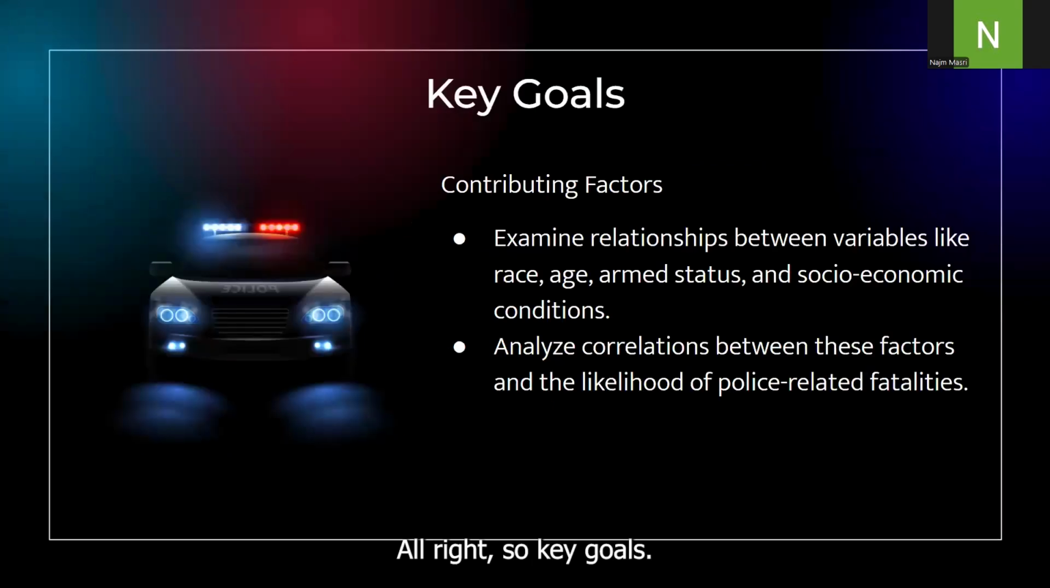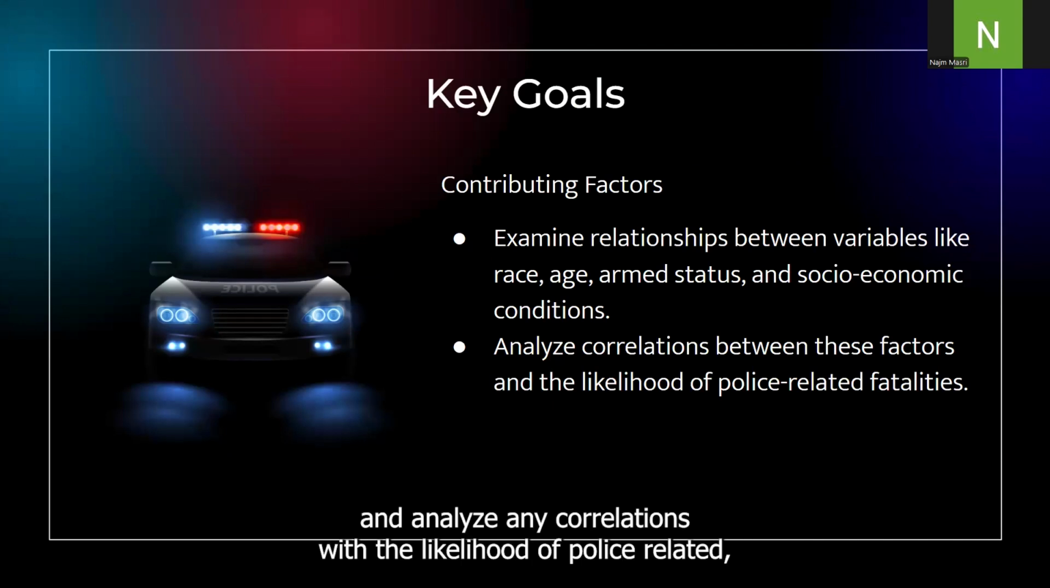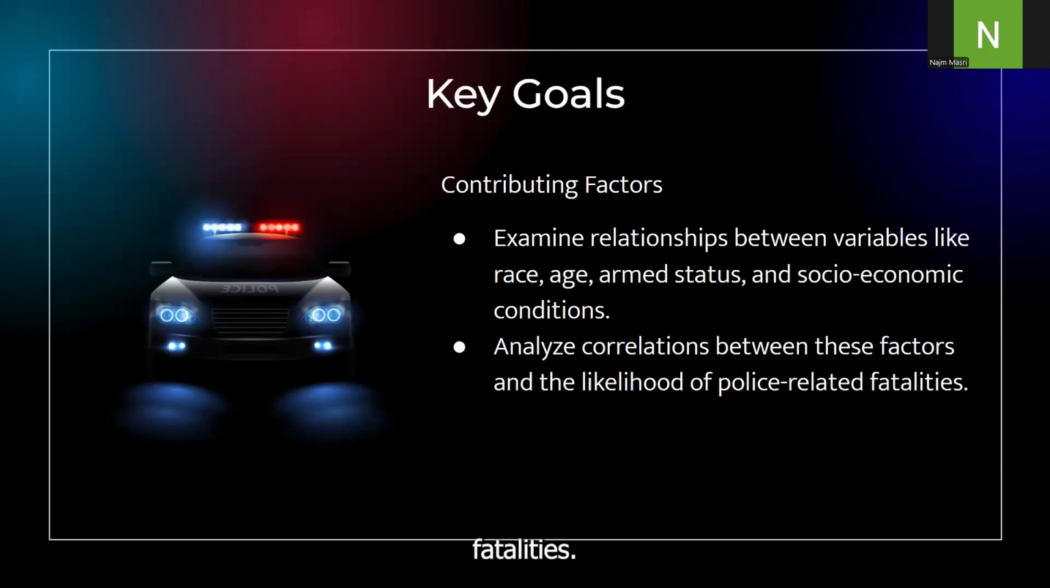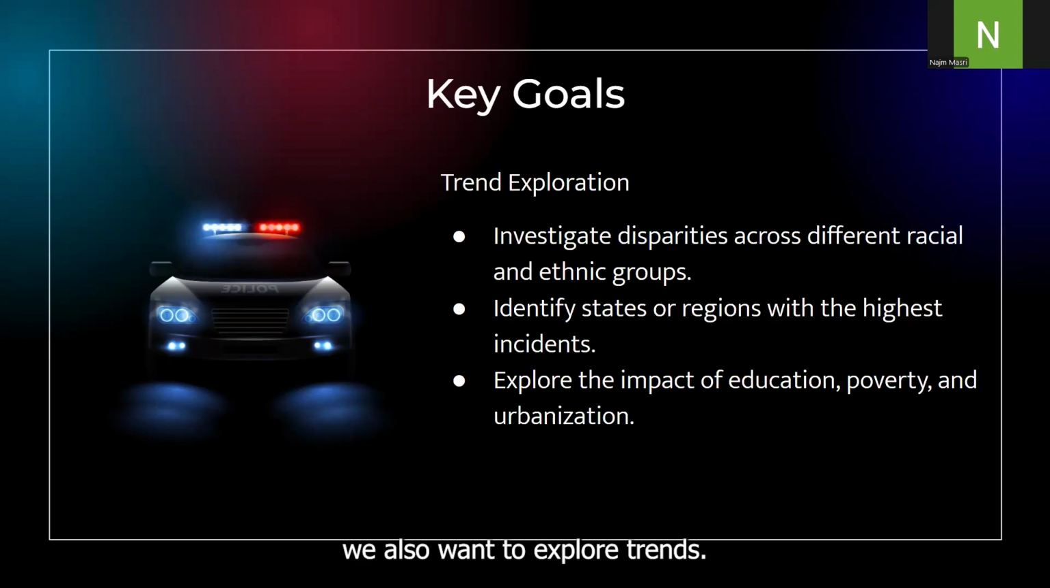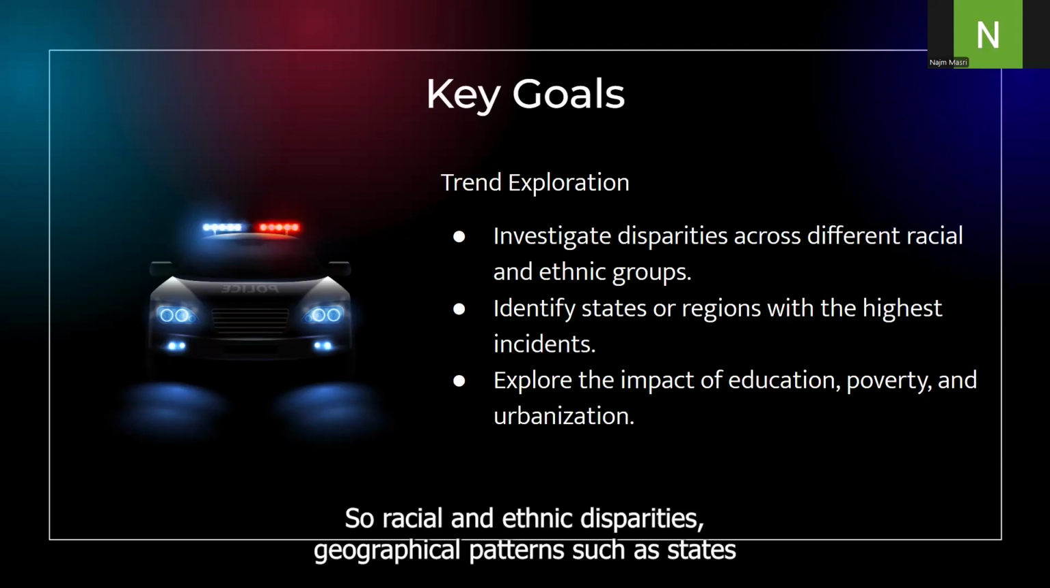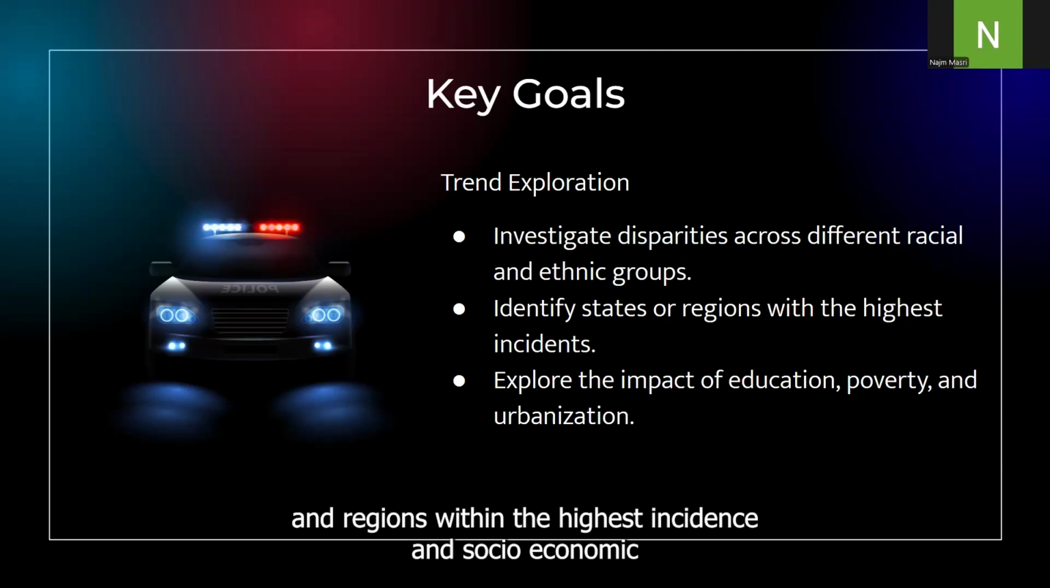All right, so key goals. We want to understand the contributing factors, so examining relationships between race, age, armed status, socioeconomic conditions, and analyzing any correlations with the likelihood of police-related fatalities. We also want to explore trends, such as racial and ethnic disparities, geographical patterns such as states and regions with the highest incidence, and socioeconomic indicators such as education, poverty, and urbanization.